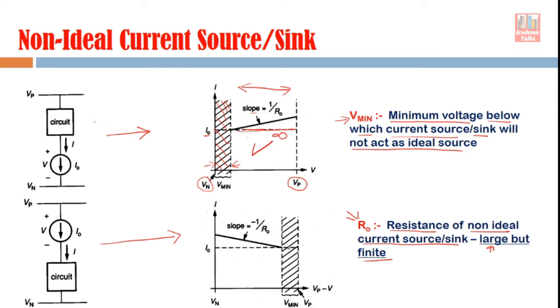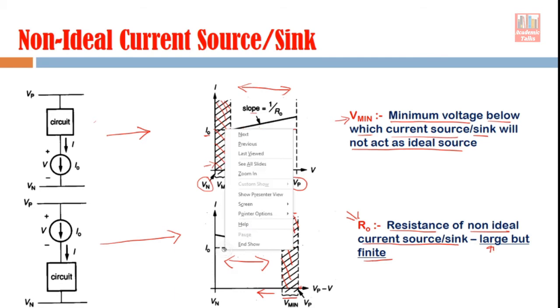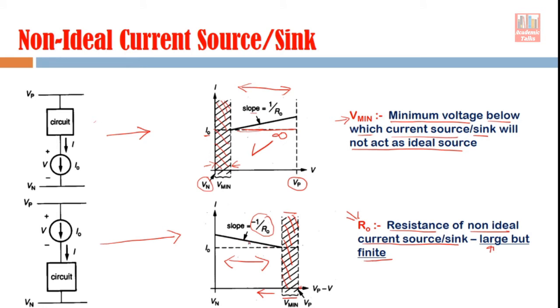Only difference you will see, the V minimum is defined on this side. So Vp is the most positive voltage here. Starting from the most positive, we move towards this left side, and here this V minimum is defined, within which it is not going to act as an ideal current source, and again within this range it is going to act as a good current source, but here also the slope you see, it is not a flat curve. So it means R naught is not infinite. Of course it is large.